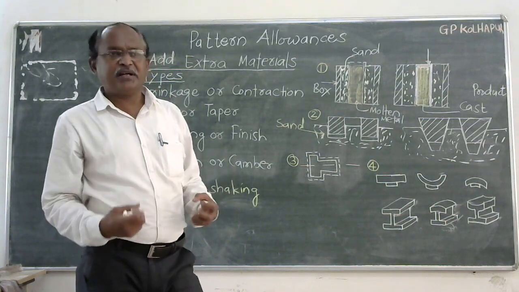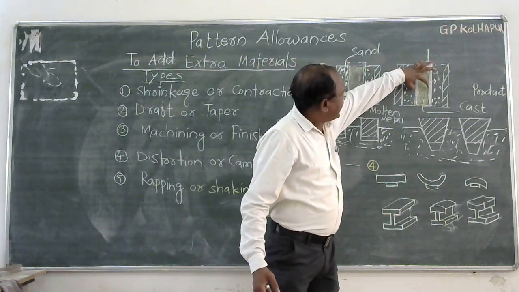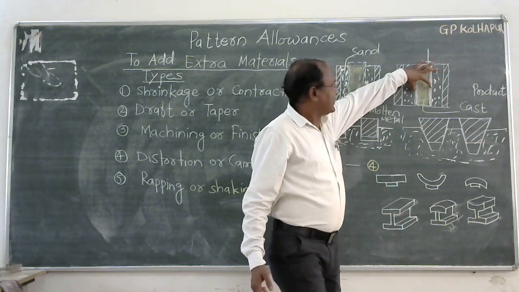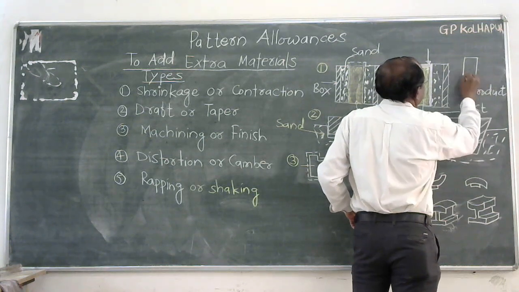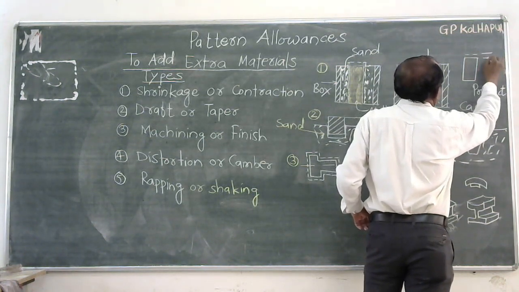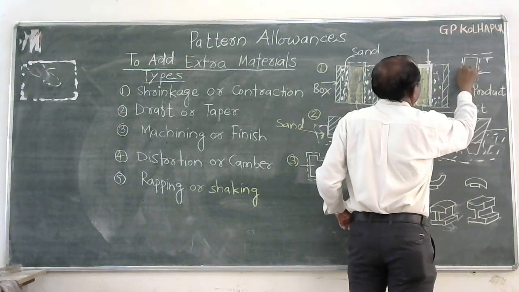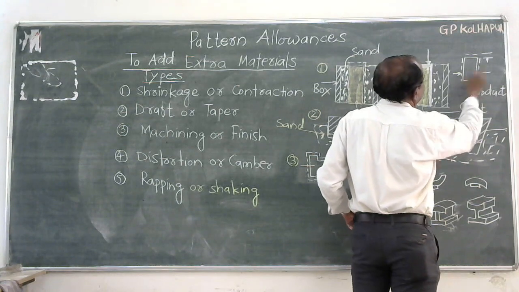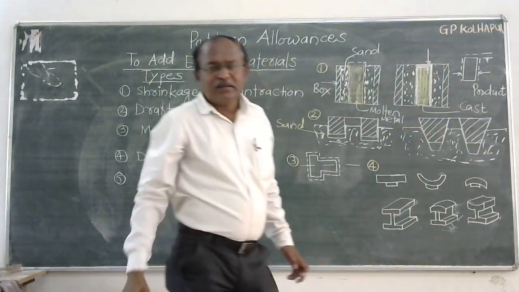It changes its height and changes its dimension. It means you are obtaining a cast product which is less in height. So this much height you are getting less, and you are also getting less in diameter. So it will happen because of shrinkage.